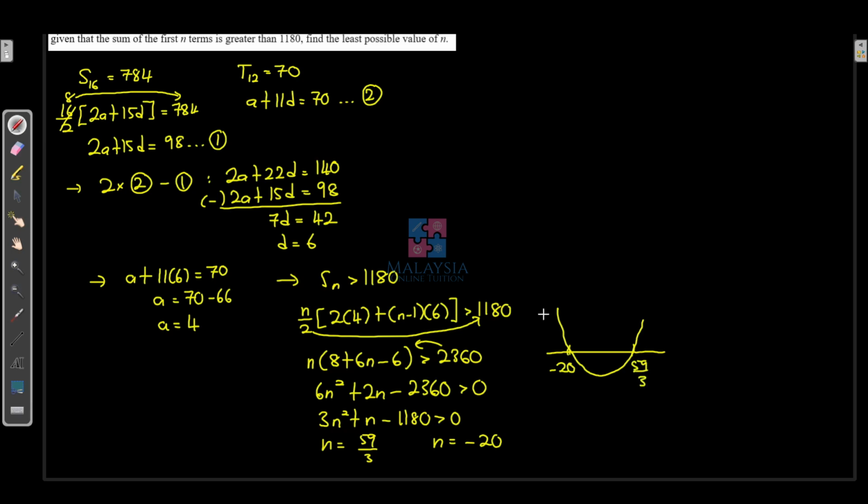So we want greater than 0, meaning above the line. So we want this or this. But you know that your n cannot be negative. So n less than negative 20 is out of the question. Sorry, not out of the question, out of the option, okay?